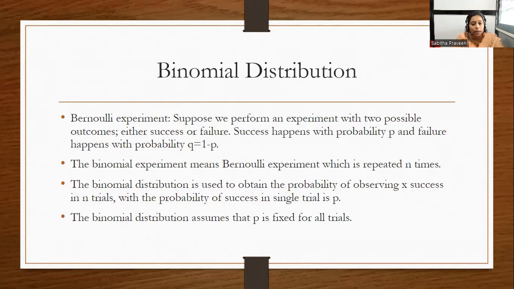The binomial distribution assumes that P is fixed for all trials, however many times we repeat the experiment. That means if you repeat the experiment n number of times, in each trial the probability of getting a success is fixed, equal to P. For a binomial distribution, the parameters are n and p, where n is the number of trials and p is the probability of getting a success.